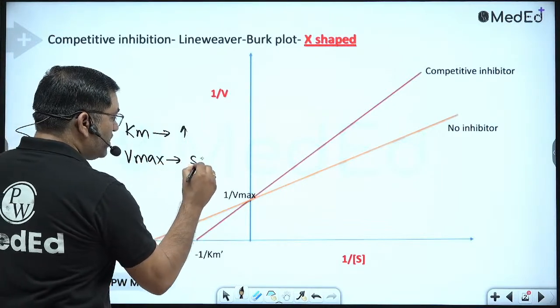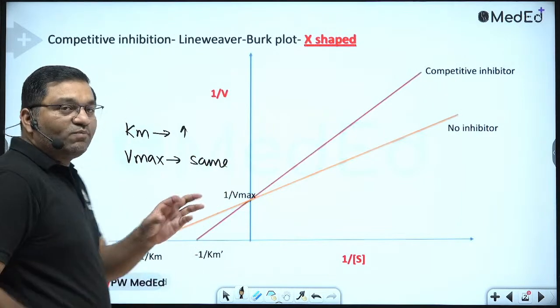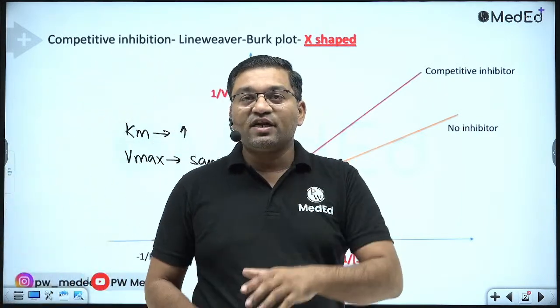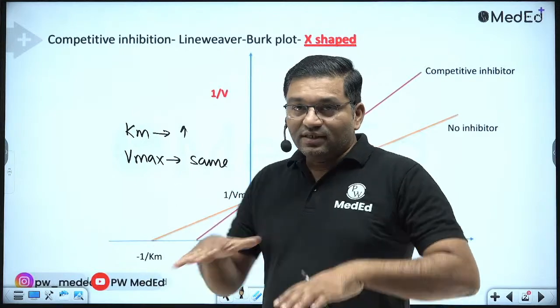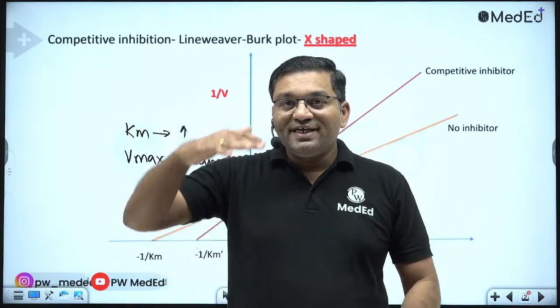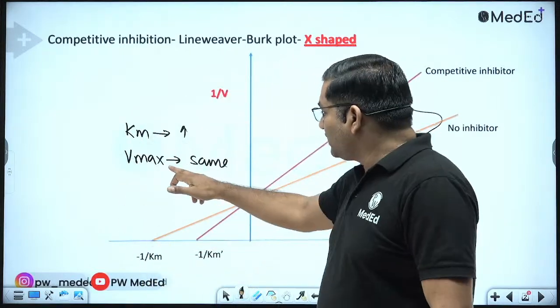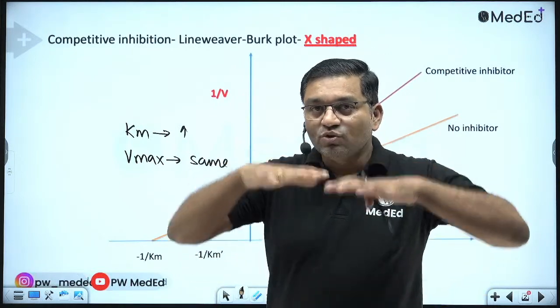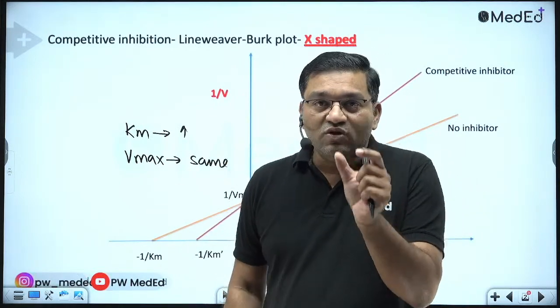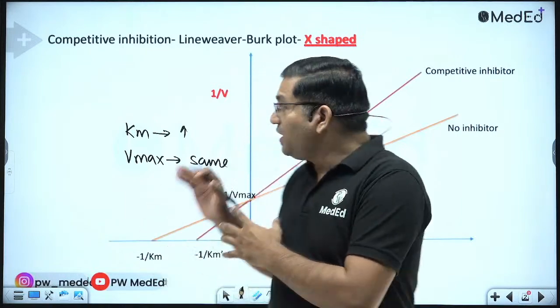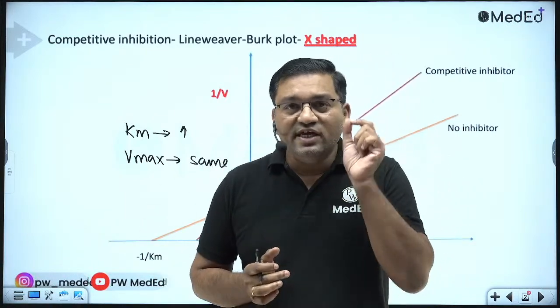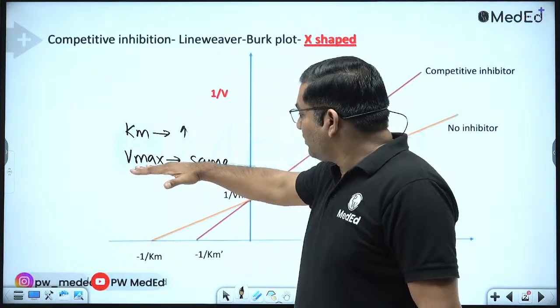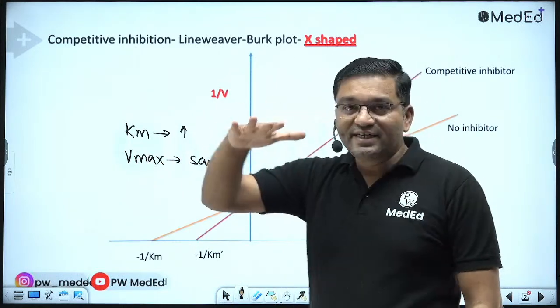Now see, in any type of inhibition, Vmax will either remain unaffected or it gets lowered. Vmax means maximum velocity. And this is inhibition. So in any type of inhibition, either it remains the same, meaning unaffected, or it gets lowered.